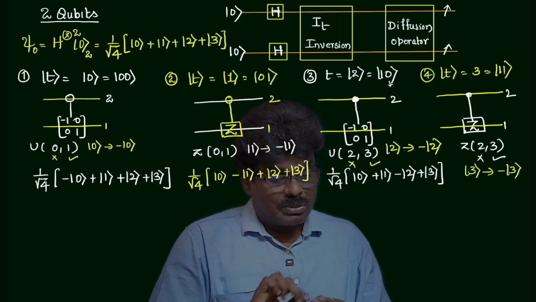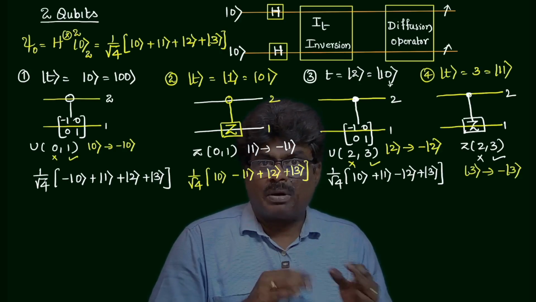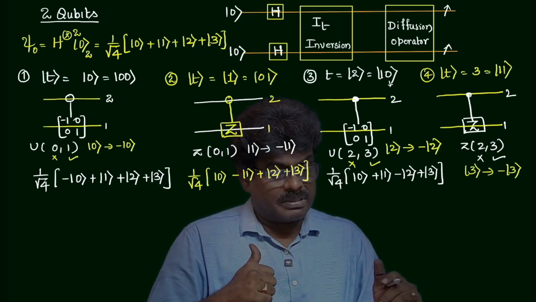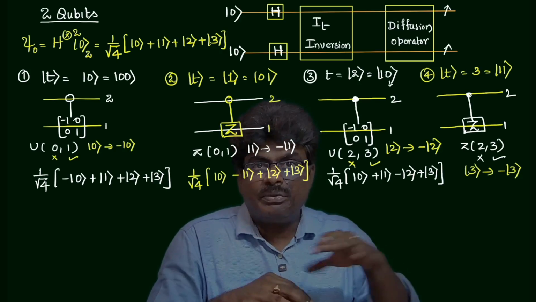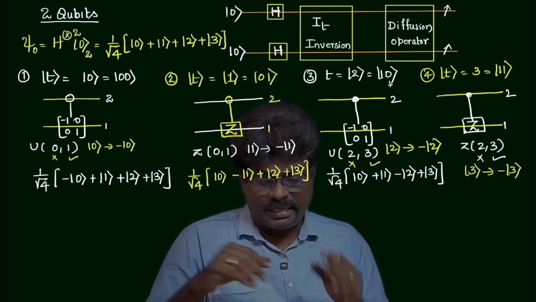That's it. So here we have taken all these states as target states one by one, and I will explain how this diffusion operator operates on these 4 target states and how I will get the final target state. Let me explain.